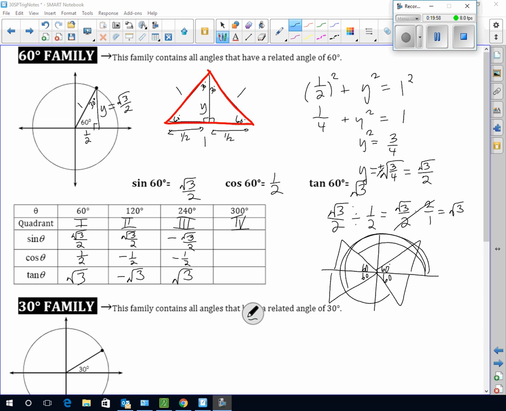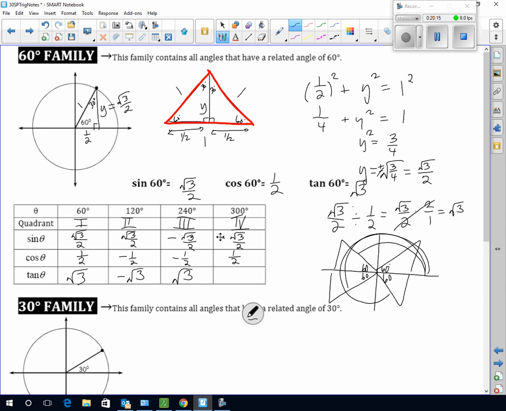Remember, the ratio doesn't change, it's just the sign may change. What's cos of 300 degrees? Positive 1/2. Because remember, in the fourth quadrant, cos is the only one that's positive. And tan? Negative root 3.